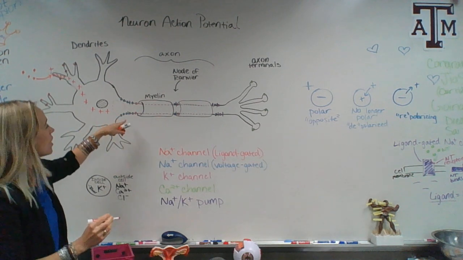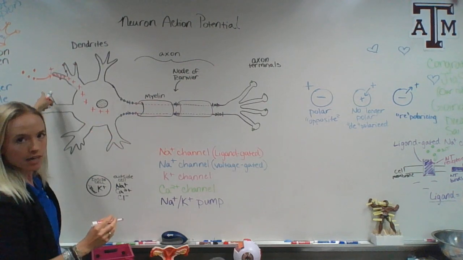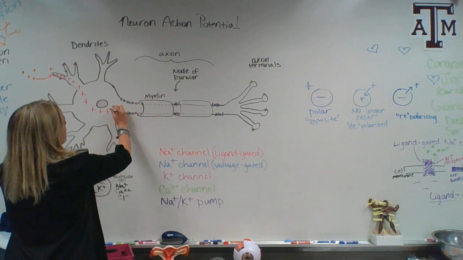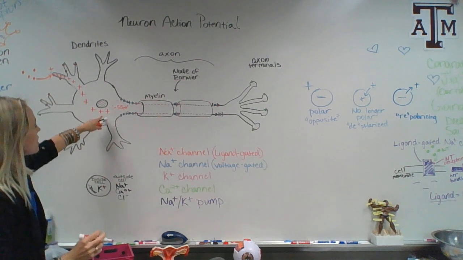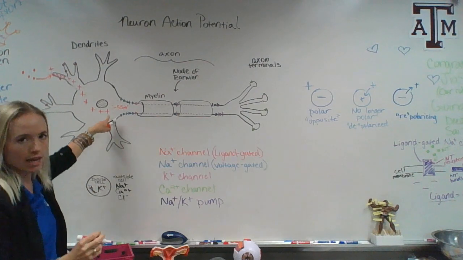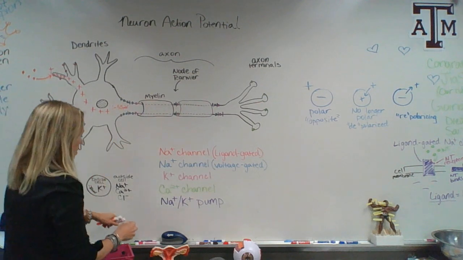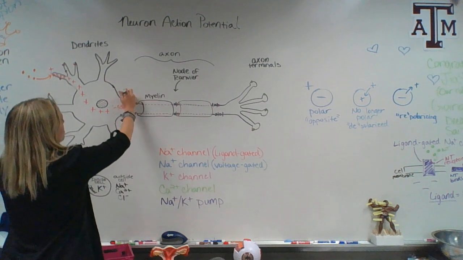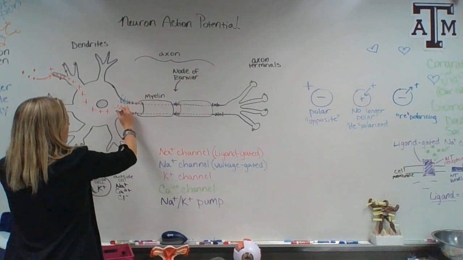the axon hillock is covered with a high density of voltage-gated sodium channels, different than ligand-gated. These are voltage-gated because they open at a certain charge, and this charge is negative 55 millivolts. So if the charge gets positive enough, from negative 70 up to negative 55, it opens these voltage-gated sodium channels, and sodium is going to come into the cell through all of these channels.